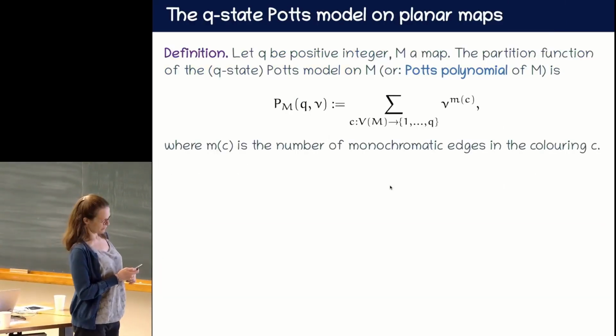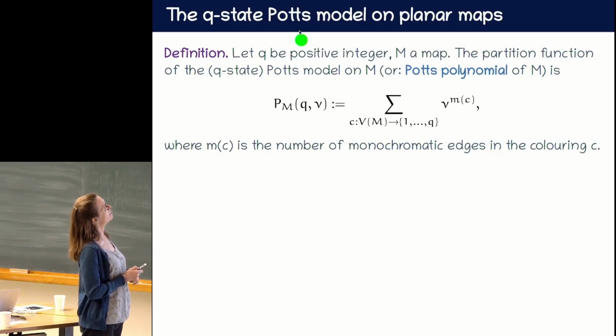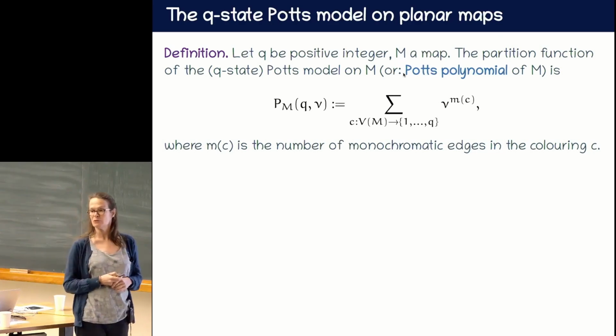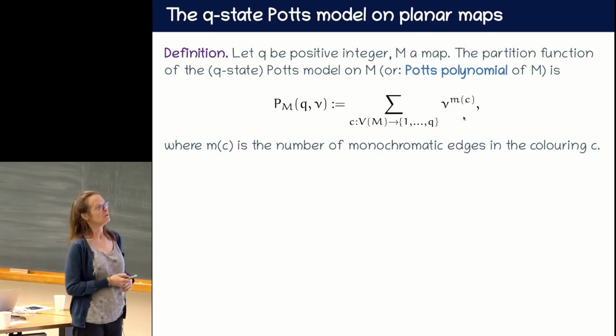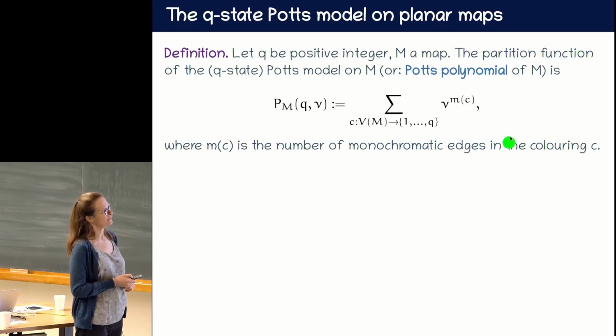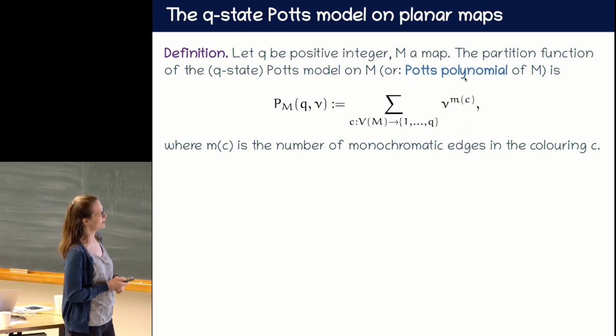So let me start from a definition. You take a positive integer q, that will be your number of colors, and a map M. What I call, for short, the Potts polynomial of M, in fact the partition function of the q-state Potts model on M, is the following polynomial, which counts colorings of the vertices in q colors. And you have this weight, nu, per monochromatic edge. So this is the number of monochromatic edges.